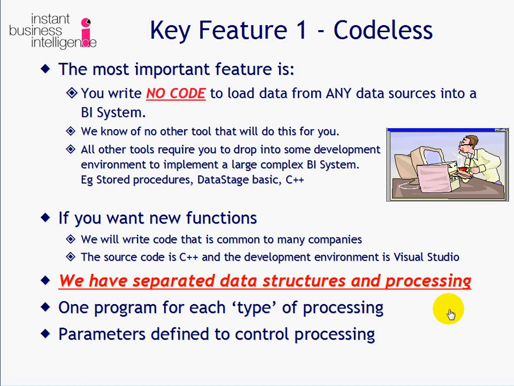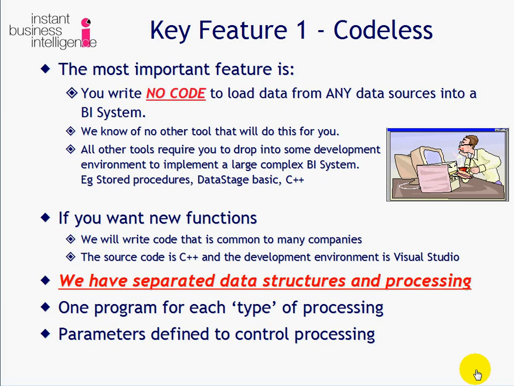So if you want new functions, what we do is we go and write new C++ development, C++ programs in Visual Studio, and we give back the type of processing with a whole set of parameters to drive it. So we have separated data structures and processing. In the vast majority of ETL tools, the data structure and the processing is collapsed together. And so if you need to write 100 dimension table mappings, you wind up with 100 programs.